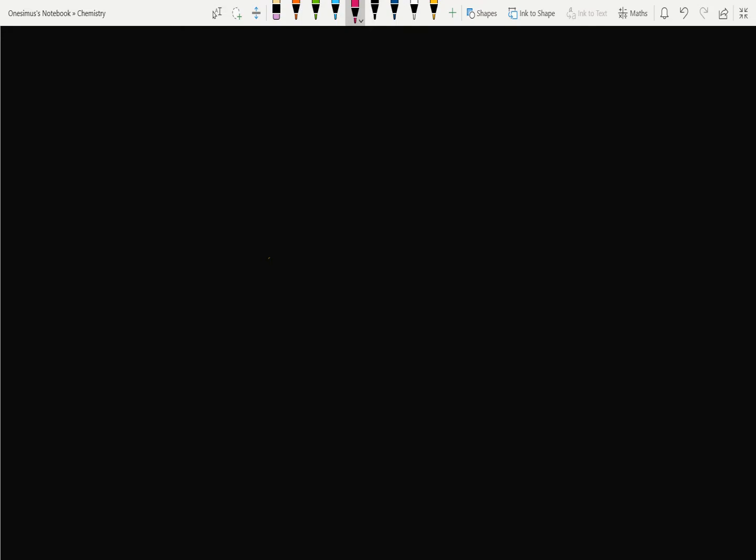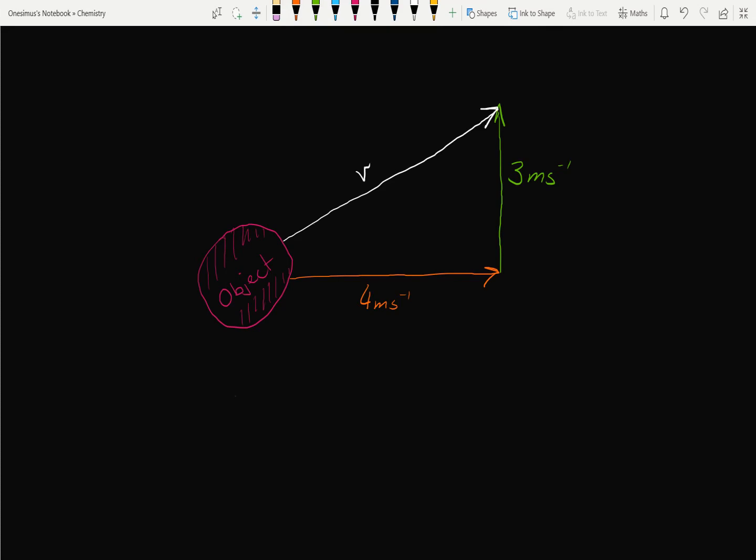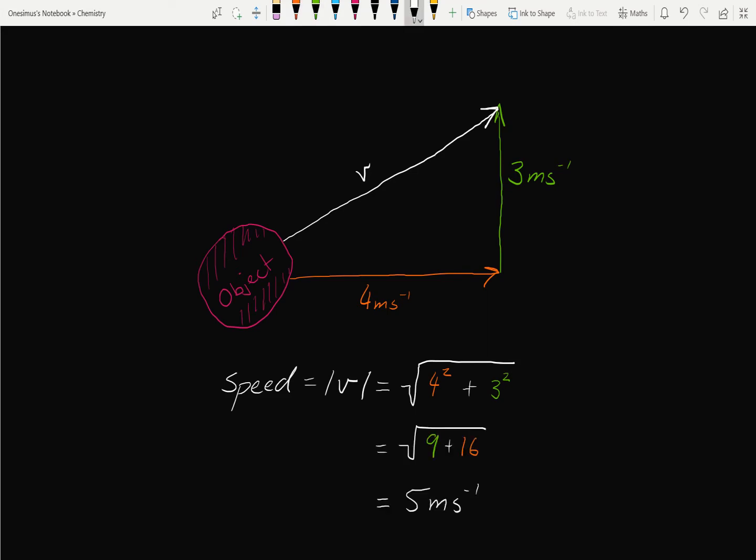We can see this better given an example. If we have an object which has a horizontal velocity of 4 meters per second and a vertical velocity of 3 meters per second, then the speed that the object will have will be the square root of 4 squared plus 3 squared, which is the square root of 9 plus 16, which is 5 meters per second.